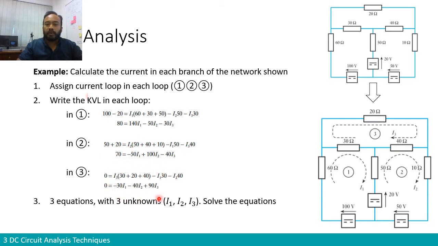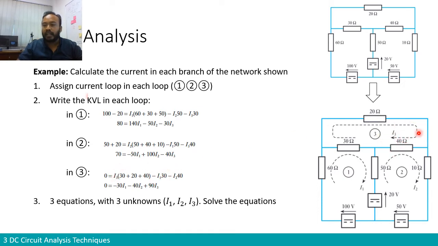And you can do the same for loop 3. In loop 3, why do we have 0 over here? Because we don't have any EMF. So when you write your KVL following the direction of the current, you will not have anything. But in the opposite direction you have the voltages that come from the 30 ohm, 20 ohm, and 40 ohm. For the 30 ohm, it is multiplied by I3 minus I1, so 30 ohm multiplied by I3 minus 30 multiplied by I1.